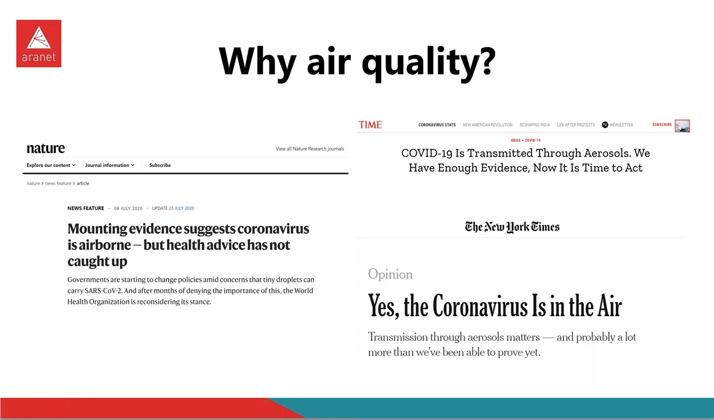Nature published a piece on it, Time magazine, the New York Times, and the main idea here is that there's a growing body of evidence suggesting that COVID is being transmitted not only in big droplets, as is the official stance of the World Health Organization, but also via aerosols. These are small droplets that are released when we talk, sing, cough, do things like that.